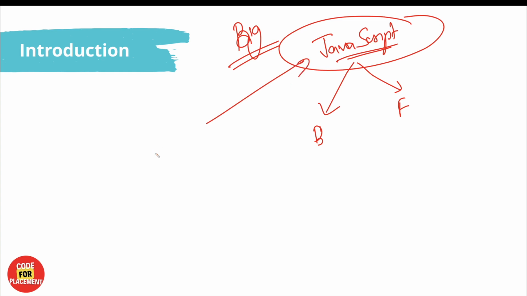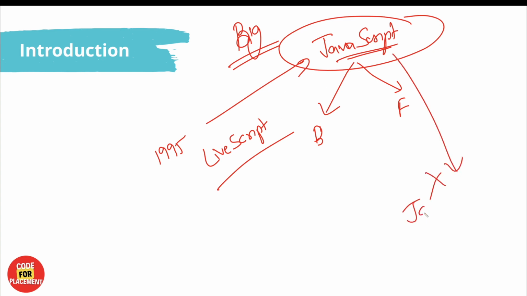When it was first launched in 1995, JavaScript was called LiveScript, and later that year the name got changed to JavaScript. But it had nothing to do with Java. It has no relation with Java. Just that during that time Java was at its peak and very popular, so they could be relatable.